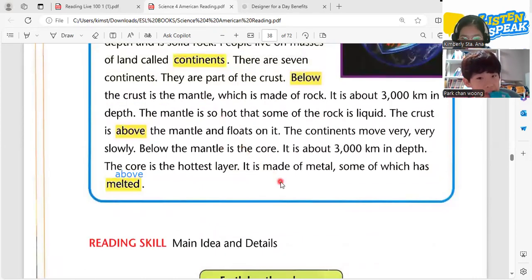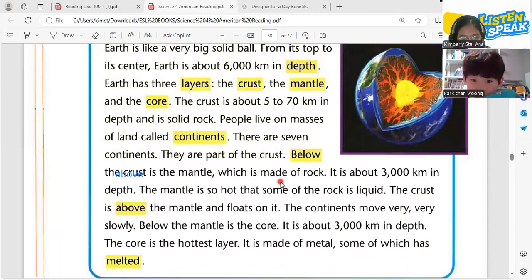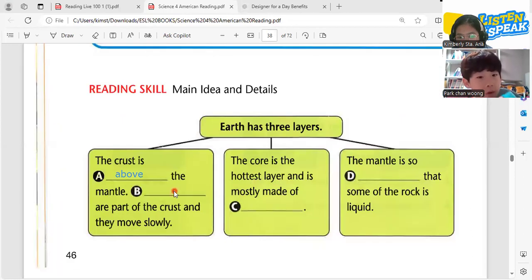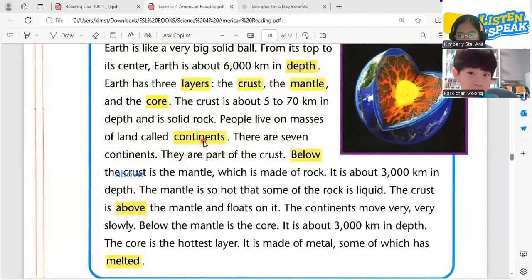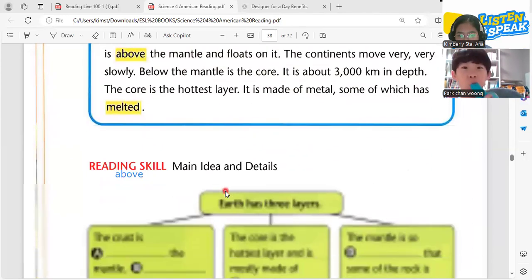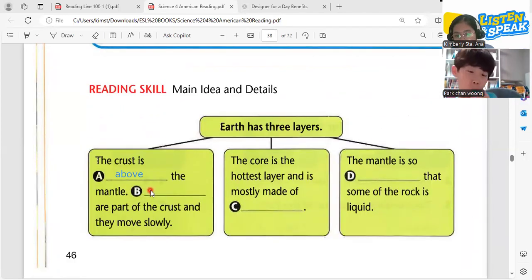Are you sure? Yeah. So we need to understand the sentence first. Look. What's the mantle? Actually, continents, okay? Continents are part of the crust and they move slowly.